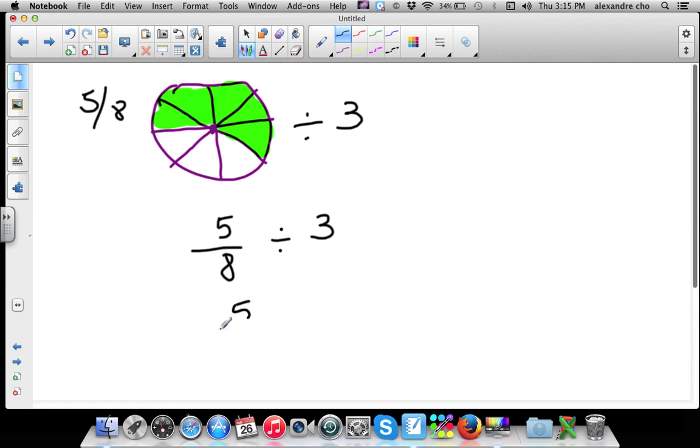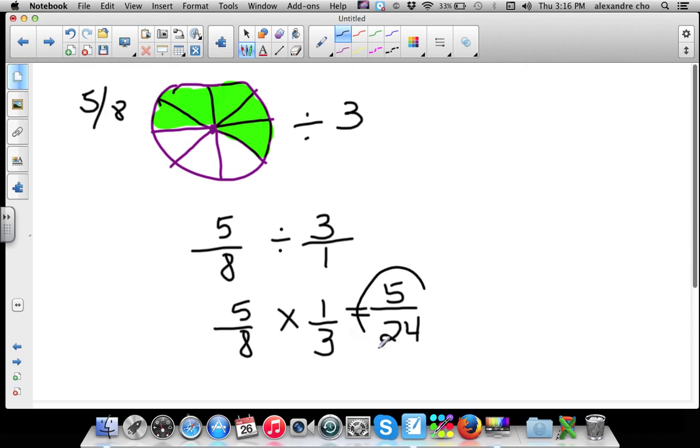So the algorithm is 5/8. Keep the first fraction. We're going to change the division to multiplication. We're going to multiply by the reciprocal. And 3/1. Oh, remember, sorry. I should have written this as 3/1. Now it's very easy to find the reciprocal. Flip it around. And you get 1/3. So multiplication of fractions, you just multiply across. Numerator times numerator, you get 5. And 8 times 3 at the bottom, you get 24. So here's your final answer.